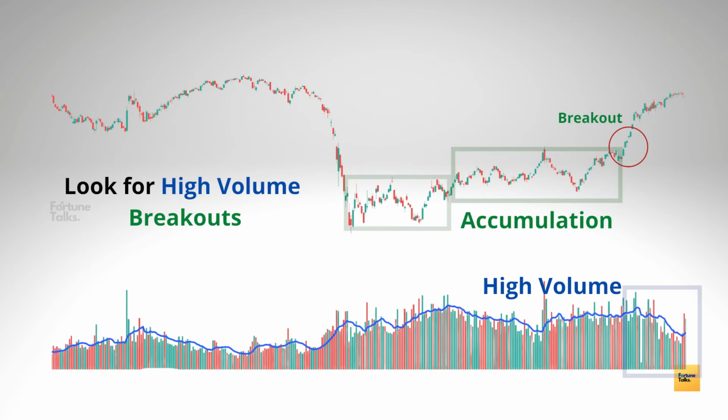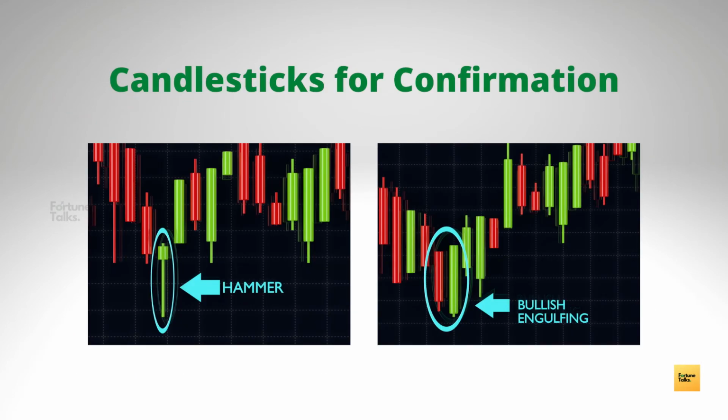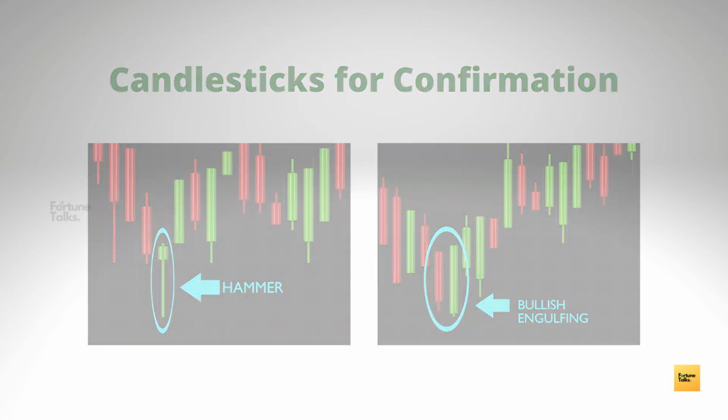Now, whenever you decide to buy, ensure that the volumes are substantial. This means that you should be buying along with the smart money. Also, you have to look for bullish candlestick patterns like hammers or engulfing candles to confirm your trade entry. You will find more details regarding this in my candlestick video.